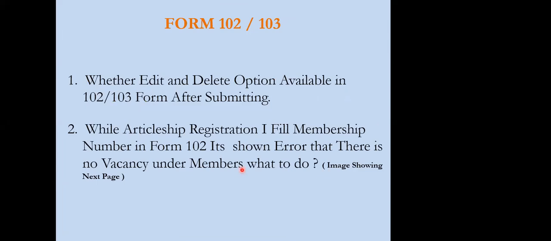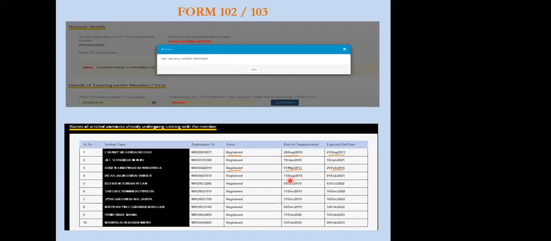This is the one query: while filing the articleship registration, I fill in a membership number in form 102, and it shows the error "no vacancy under the member." What should I do? This is the screenshot the student received at that time. Once he fills in the membership number, it is shown that no vacancy under the member.